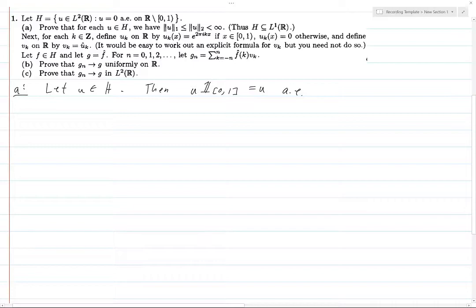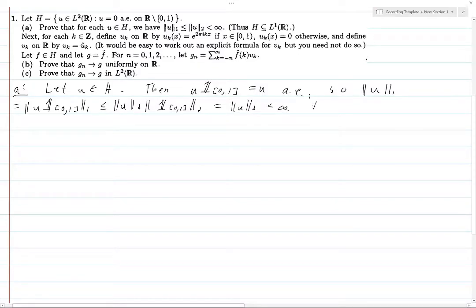The only reason we're introducing this indicator function is to make it easier for us to use things that we already know. Because what can we do from here? We have the L1 norm of u is equal to the L1 norm of u times the indicator of [0,1], because they're equal almost everywhere. And this is less than or equal to the L2 norm of u times the L2 norm of the indicator of [0,1], and this is by Hölder's inequality. But what is that? Well, the 2 norm of this indicator function is just 1, so this is just the L2 norm of u, and that's finite. And so thus, H is in L1(R) because for every single u in H, u is in L1 of R.